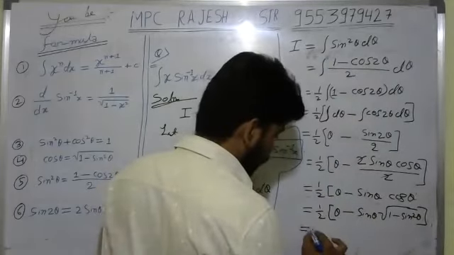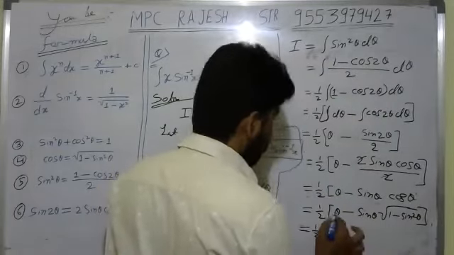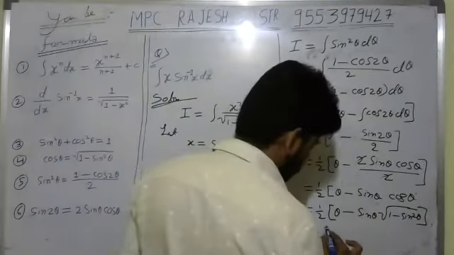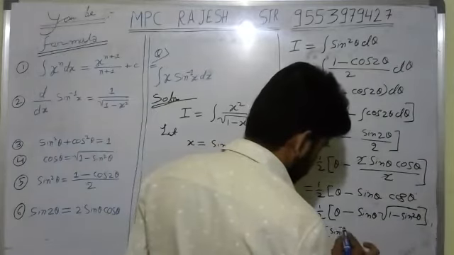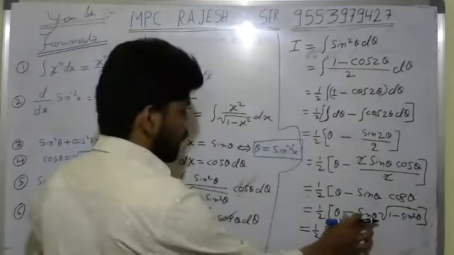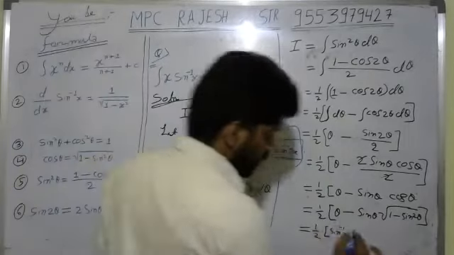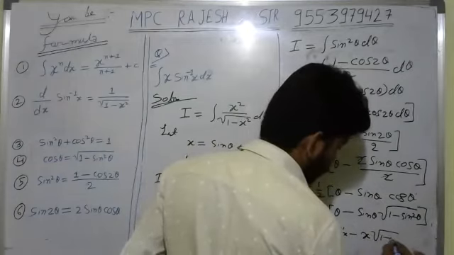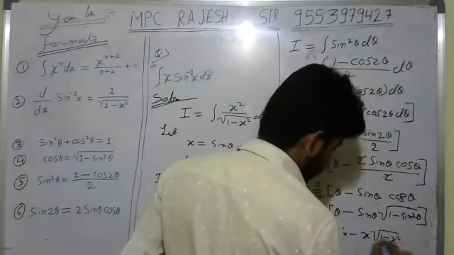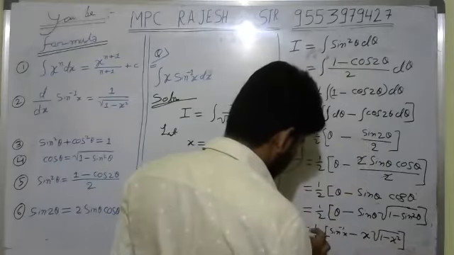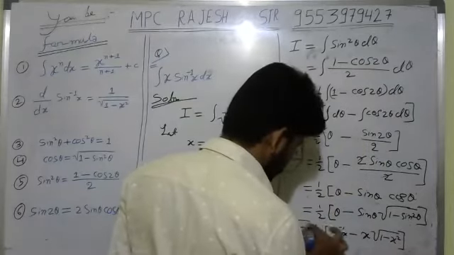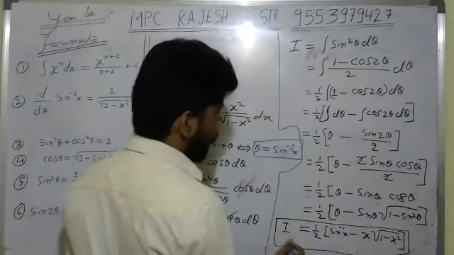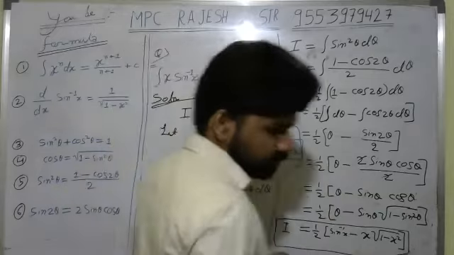Now we are going to keep all the values. What is the theta? Look at here. We can write theta is equal to sine inverse x. Minus sine theta, we took here x. Just keep here x, like let x is sine theta. So x into square root of 1 minus x square. So this is your I.